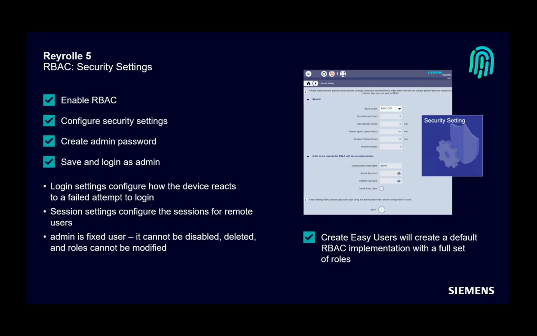Then we set up the admin password. The admin user is fixed and cannot be disabled, deleted, or assigned other roles. Once we enter the password, remember to save the changes, and we have to log in as the admin user to start editing users. But before we jump into editing users, I just want to cover the Easy Users function at the bottom of the settings here.